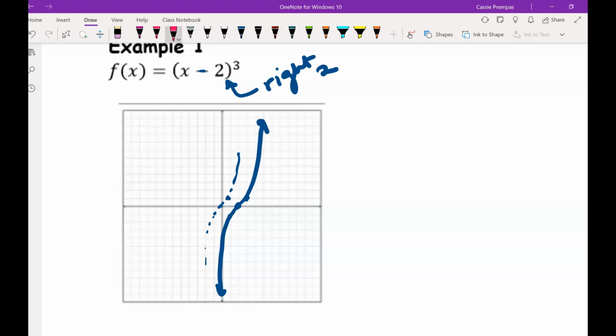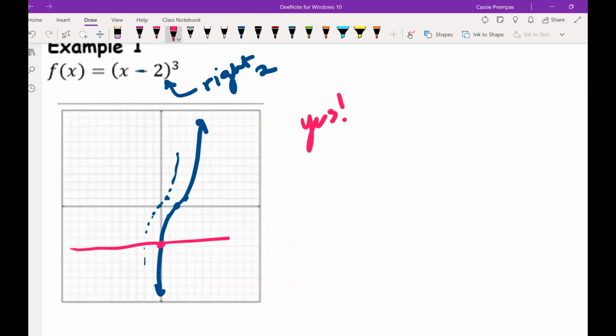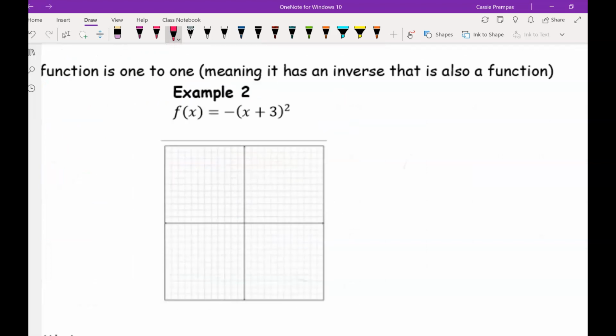Does it pass the vertical line test? Yes, it is a function. Does it pass the horizontal line test? Does the horizontal line pass the graph only once? Yes. This function is 1 to 1.